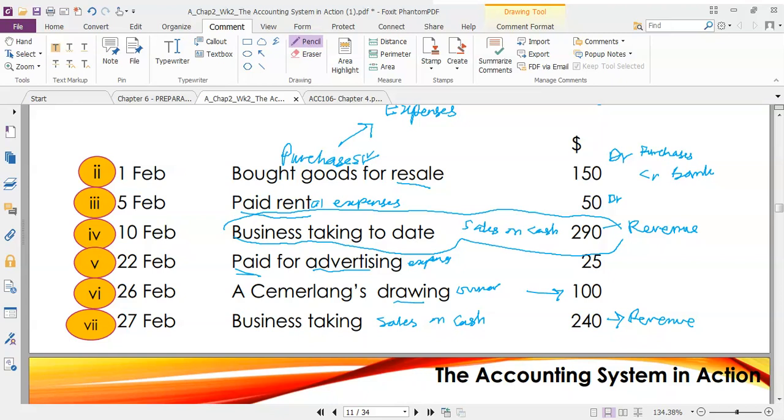Aisyah. Paid rental. Debit apa? Cuba jawab. Paid rental. So, debit apa? Debit bank? Aisyah?